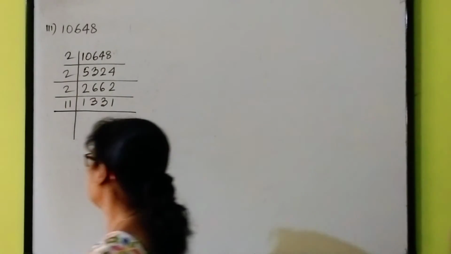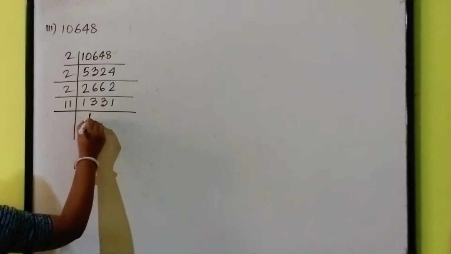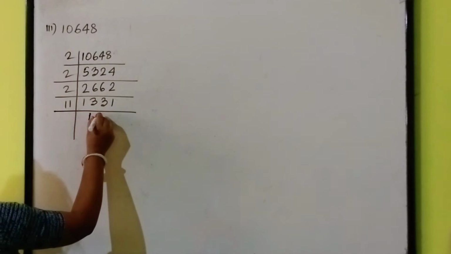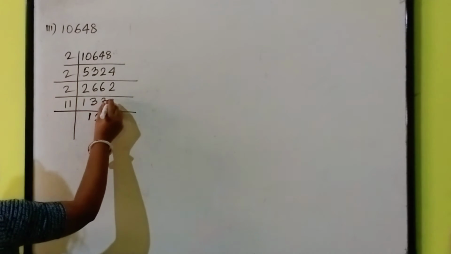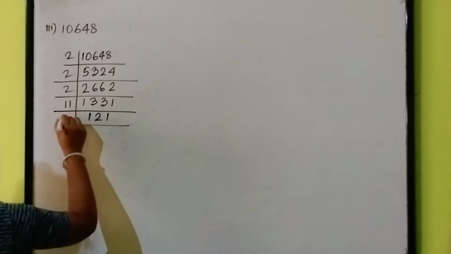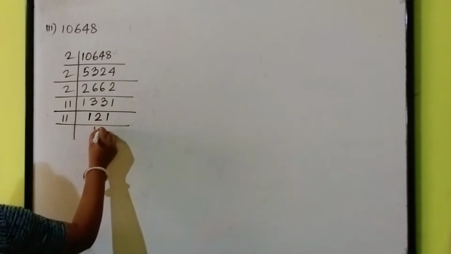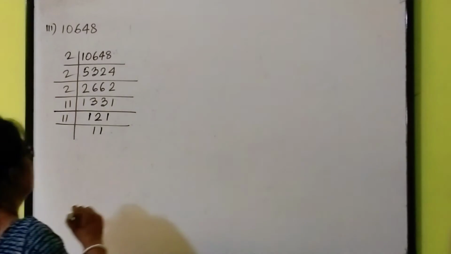Now 11. 11 also, yeah, it will go. 11 1s are 11, remainder 2, 23, 11 2s are 22, remainder 1, 11, 11 1s are 11. Now 11 1s are 11, remainder 1, 11, 11 1s are 11. Okay.